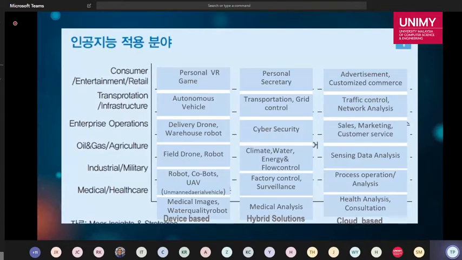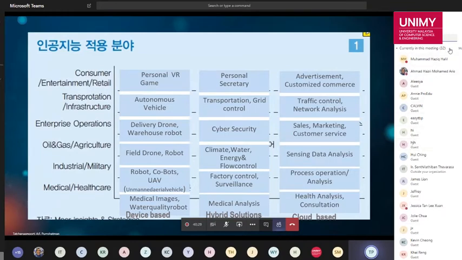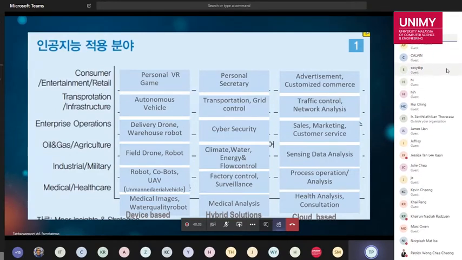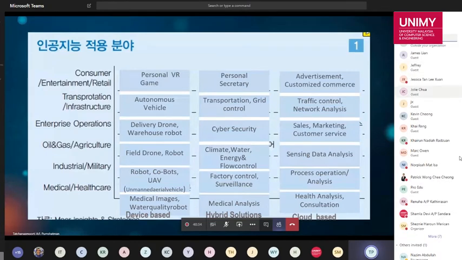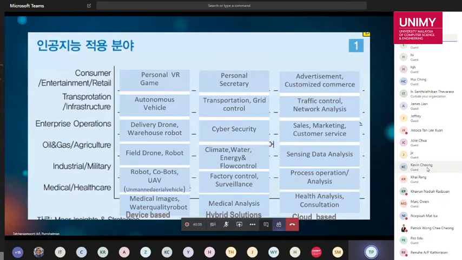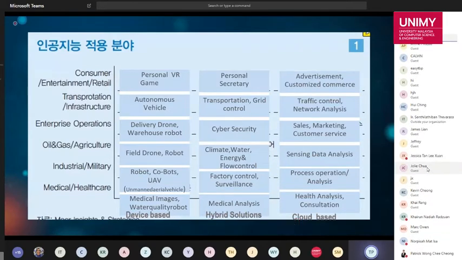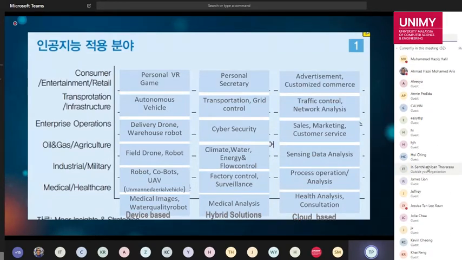One of the things like consumer, entertainment, retail, and we have transportation, enterprise, oil and gas, industry, military, medical, and healthcare, and so on. But on your left, it is device based. What does each industry, each service request, and what high volume of technology do they require for the particular services? For example, if we go for transportation, they have autonomous vehicles, so there are a lot of changes under the transportation side. And even if you go to agriculture, drones are an important aspect in agriculture at the moment.